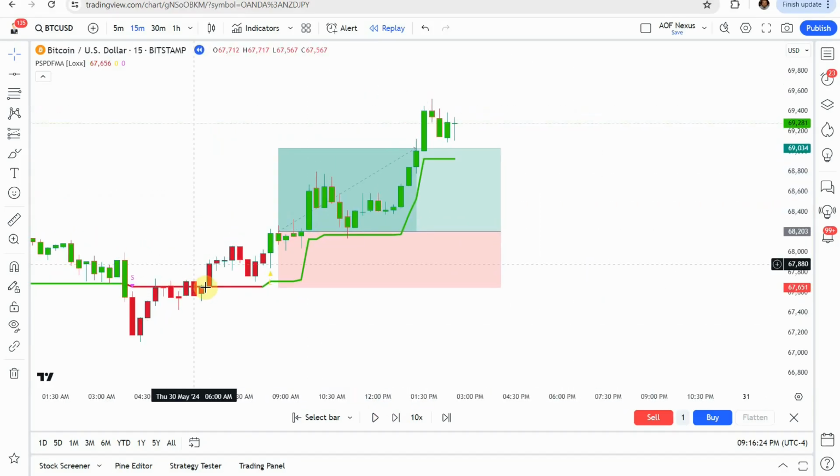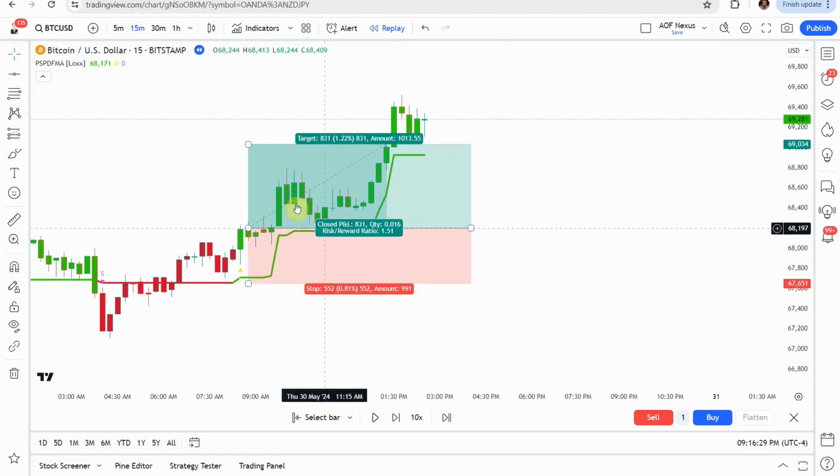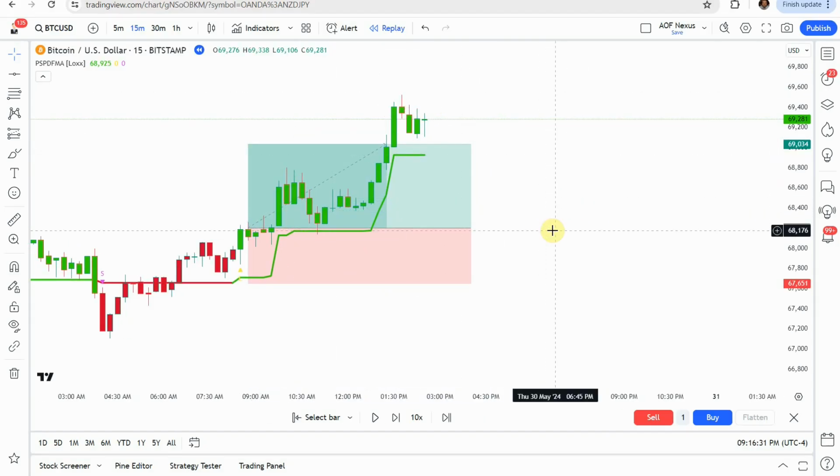And this one takes a little bit longer, makes a push up, pull back, and then a nice push off that line, getting us to our take profit once again. All right, so that puts us at the end of the testing right there.